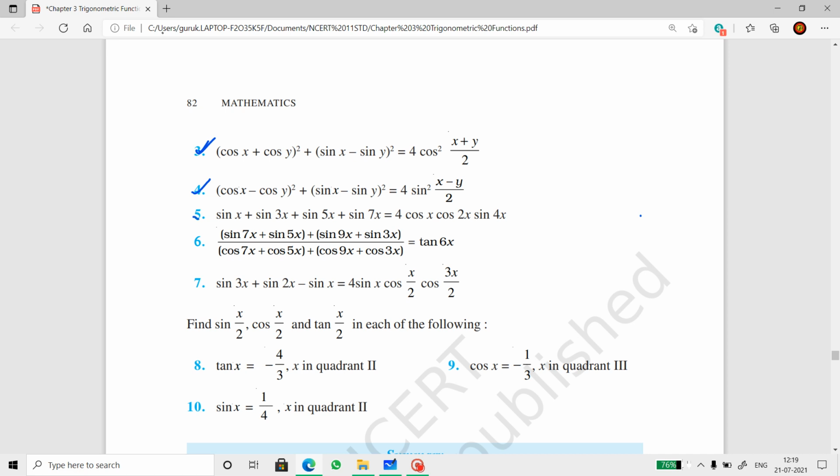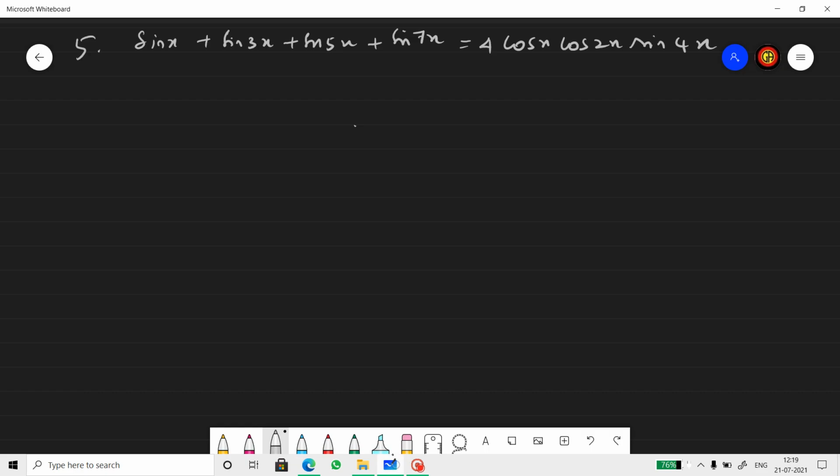So the fifth one is sin x plus sin 3x plus sin 5x plus sin 7x equals 4 cos x cos 2x sin 4x. Right. Now, let's take the LHS, which is sin x plus sin 3x plus sin 5x plus sin 7x. Now, when they give 4 terms, try to group two terms in such a way that you can take something common out. The grouping is a very vital part here. If you're not going to group it properly, then you find yourself in a messed up position. So try to group them in a comfortable manner, so that you can take something common out.